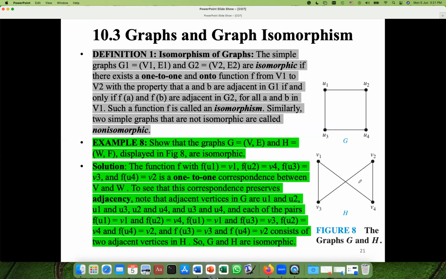Now, this is the last topic. But still we have 3 slides. Isomorphism.